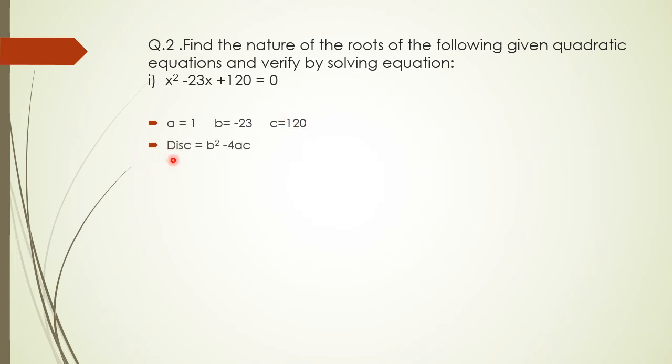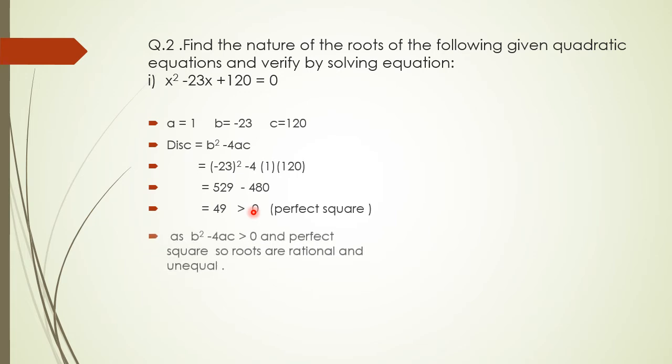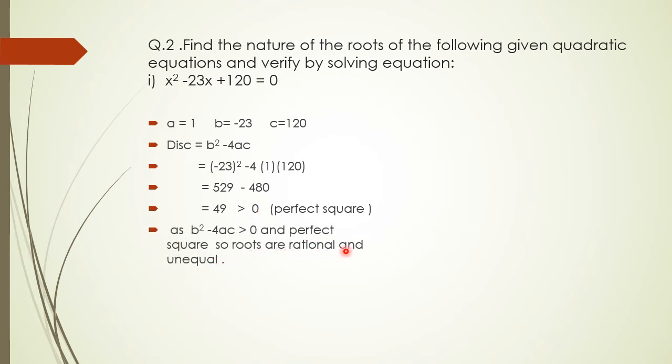Here, if we find the discriminant, then the discriminant is b² - 4ac. By putting the values of a, b and c, the discriminant is (-23)² - 4 × 1 × 120. The square of -23 is 529, and when 4 is multiplied by 120, the answer is 480. So it is 529 - 480. Further it gives us the answer 49. 49 is greater than 0 and a perfect square. Now remember our rule: if the discriminant is greater than 0 and a perfect square, then the roots are rational and unequal.